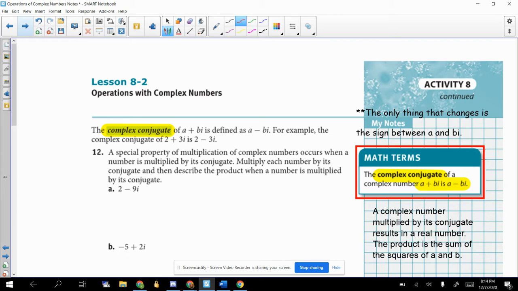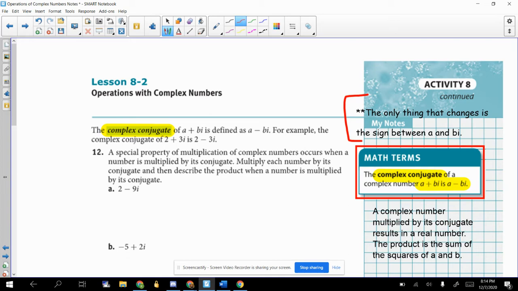First thing here, it's talking about a complex conjugate, and we're actually going to need that in order to divide. It says the complex conjugate of a plus bi is defined as a minus bi. For example, the complex conjugate of 2 plus 3i is 2 minus 3i. So you can see that the only thing that really changes is the sign between a and bi, between the real and the imaginary terms.